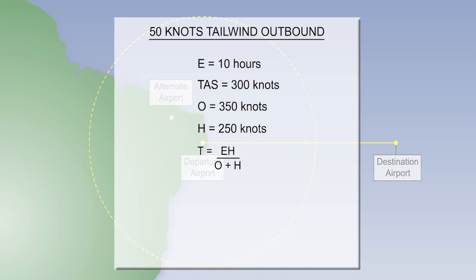Back to the basic equation. T equals EH over O plus H. E is 10 hours and H is 250 knots. And O is 350 knots. You do the calculation this time. Don't click onto the next scene until you've got a result for both T and for the distance to the point of safe return.